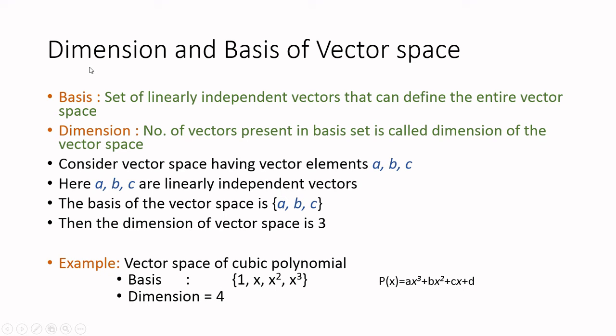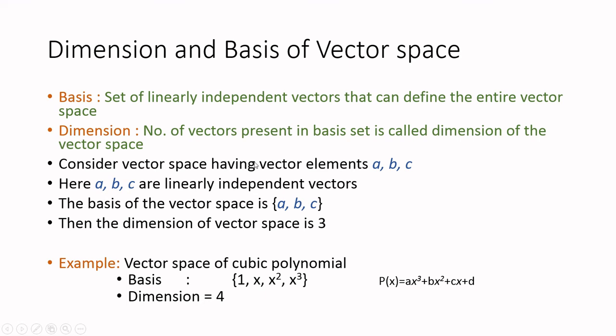That is, what is the dimension of a vector space and what is the basis of a vector space. The basis of a vector space is a set of linearly independent vectors that can define the entire vector space, and the dimension is the number of linearly independent vectors present in the basis.